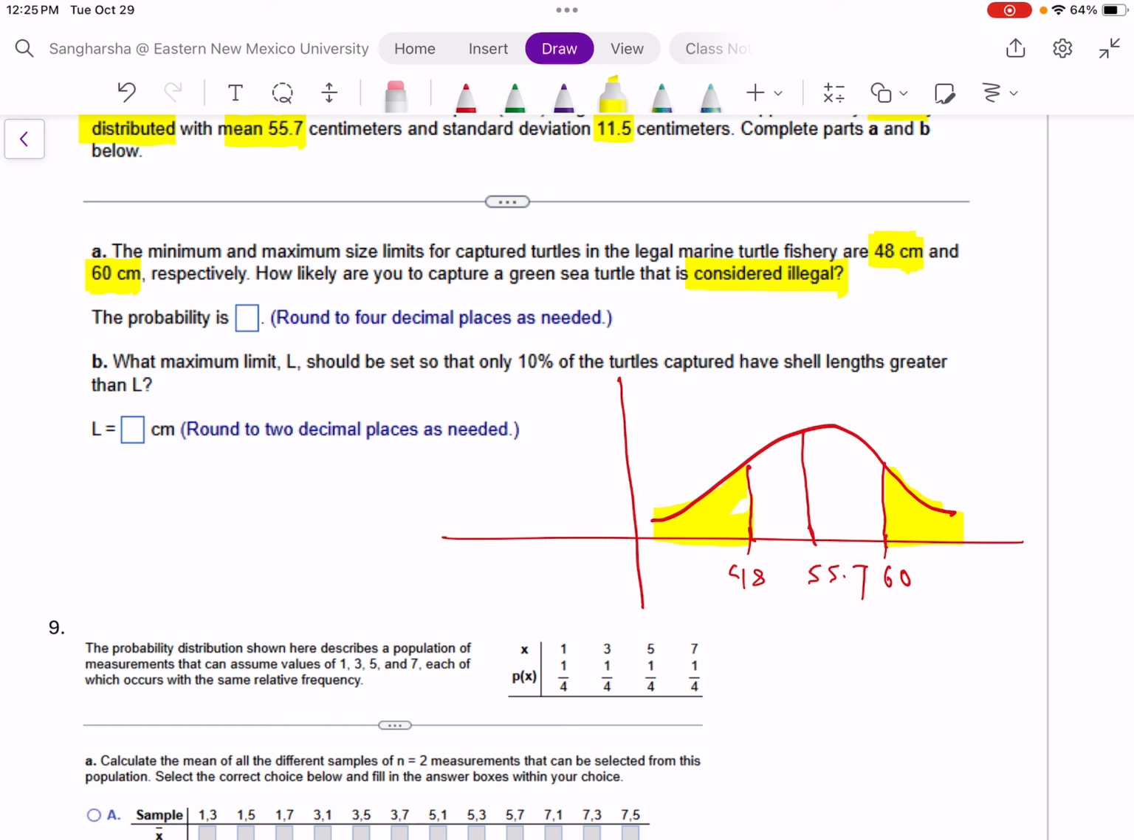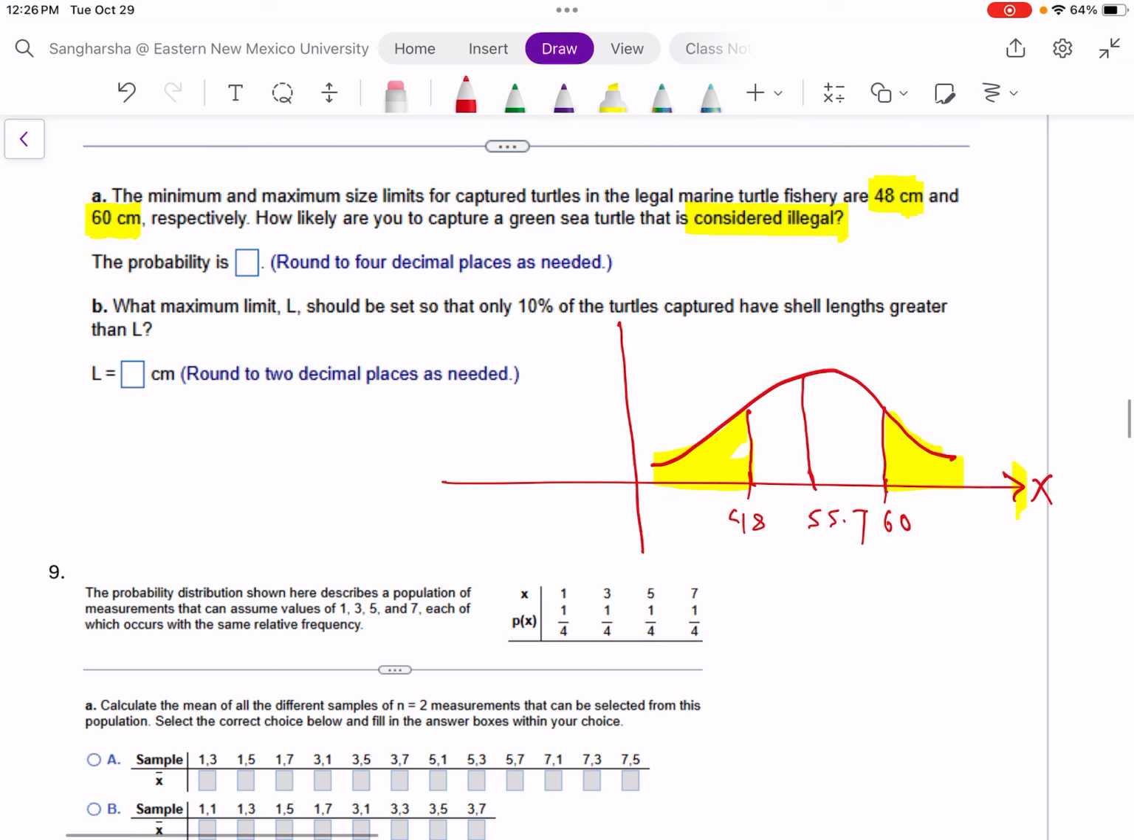So you can capture the size between 48 and 60, but you can't capture the size less than 48 or greater than 60. And you are asked to find the area of these two regions. Now can you find the area of these two regions? Using the same concept. This is a normal distribution. You convert this x value into z. Okay, this is x. This is x. So you convert into z value, use the z table and find these two areas. And the sum of these two areas is the likelihood.